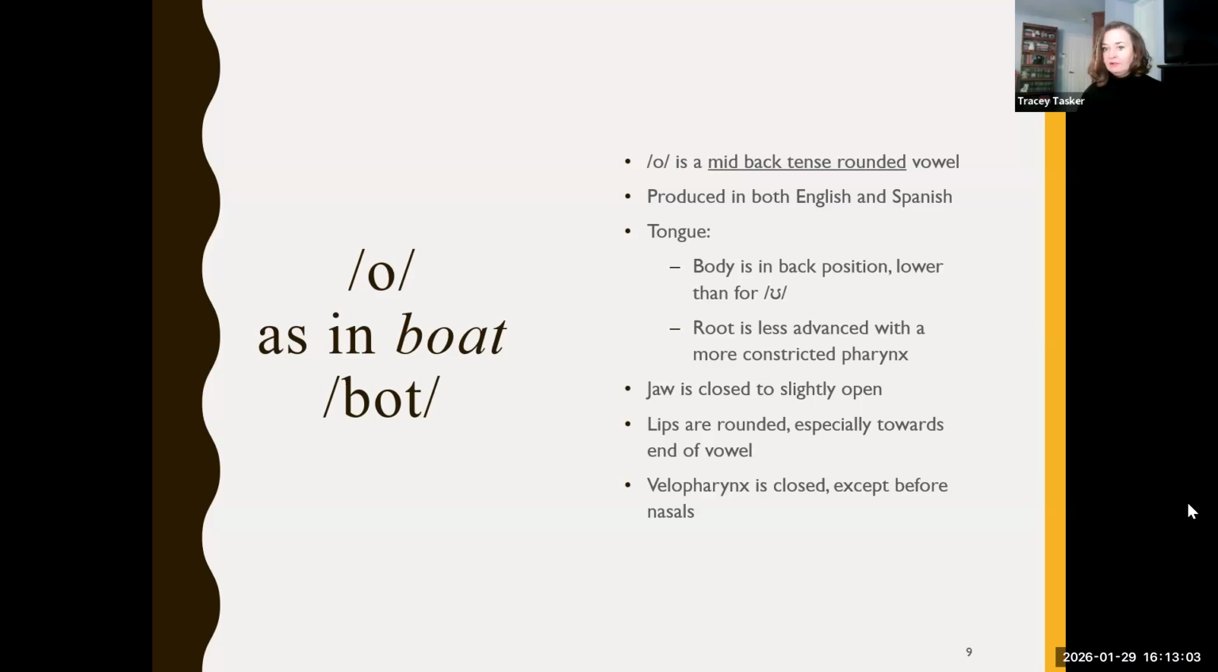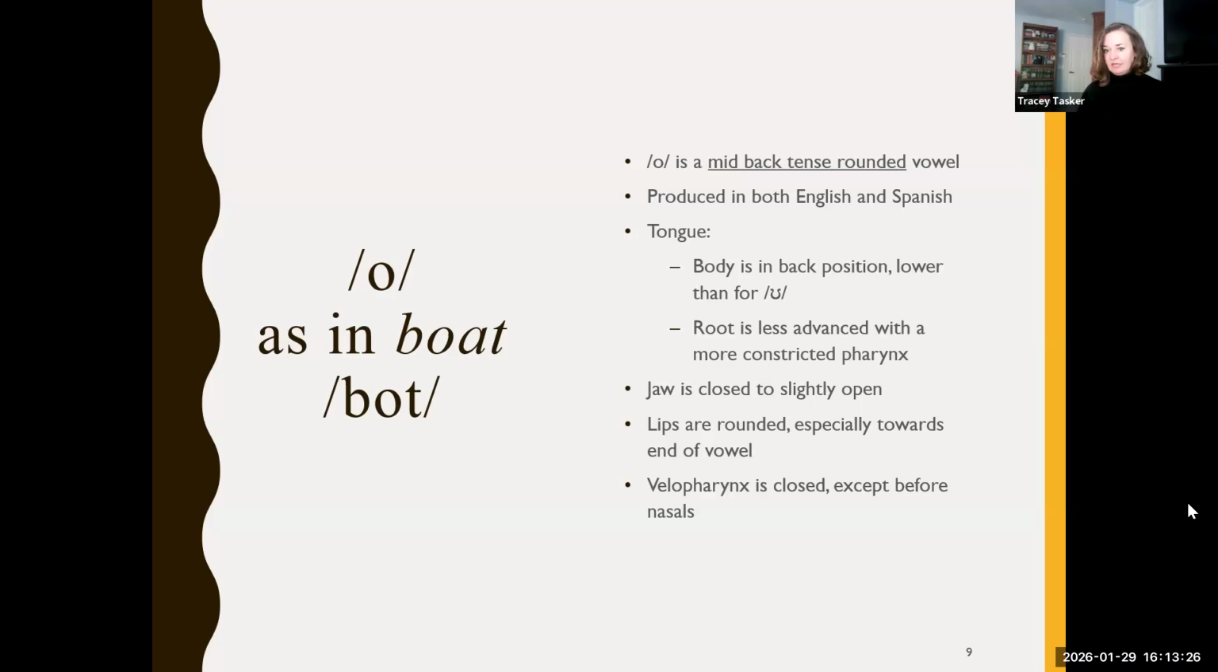So O is one of the back vowels. It's a mid-back vowel. It is tense, O, and it is rounded. As a matter of fact, often when we're trying to teach kids this, we will tell them to make their mouth look like an O. O. It's produced in both English and Spanish.